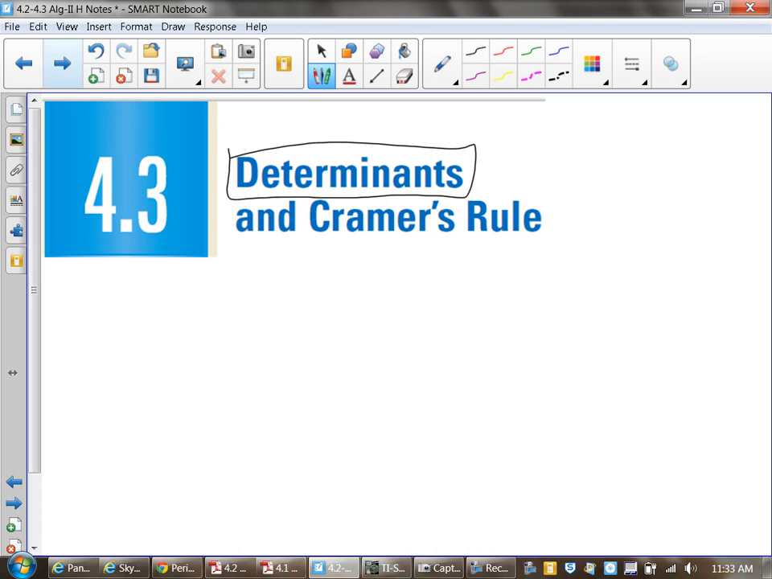The determinant itself, we're going to solve with 2x2s, 3x3s. I've never really done a 4x4. Could you? Sure. There's no reason to though. Like I said, we use determinants to help solve systems of equations.